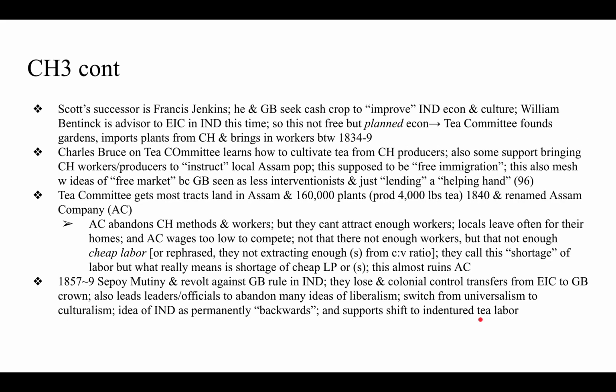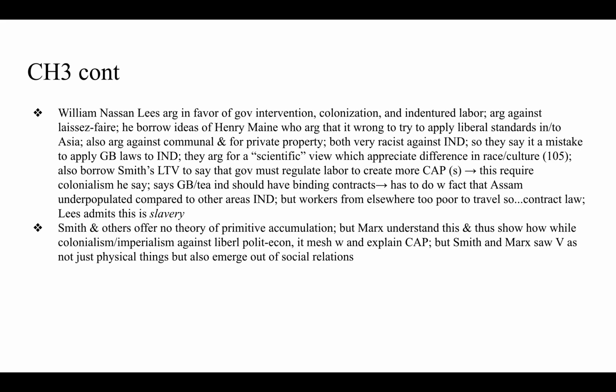So this was the background for the British colonial government in India implementing these penal contracts and unfree labor. One person who argued in favor of government intervention was William Nassau Lees. He argued in favor of colonization and indentured labor too, and against ideas of laissez-faire economics. He borrowed from the ideas of Henry Maine, who argued that it was wrong to try to apply liberal standards in Asia. And he also argued against communal ownership and for private property.